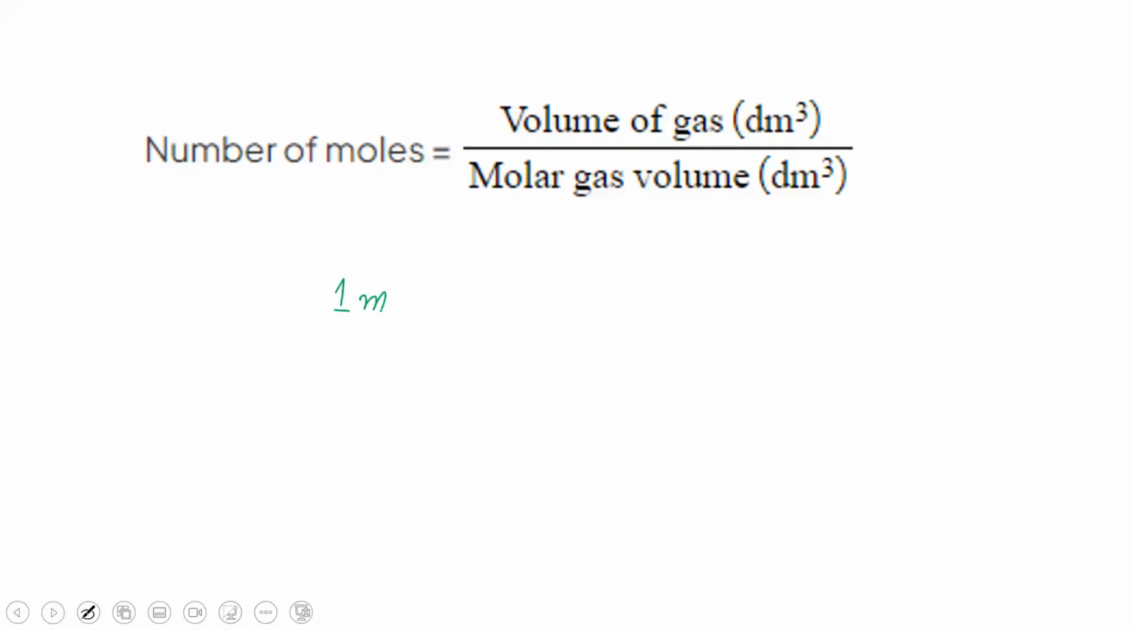1 meter is equal to 10 decimeter. So it means 1 cubic meter is 1000 decimeter.